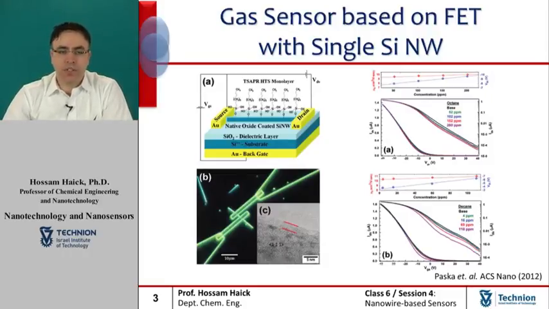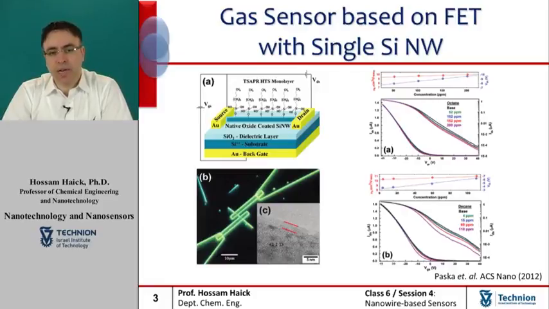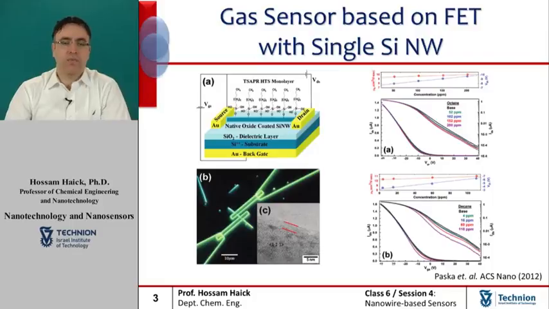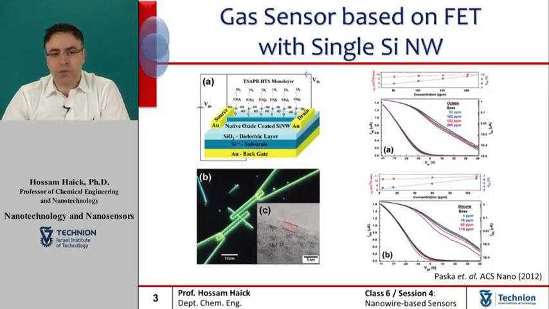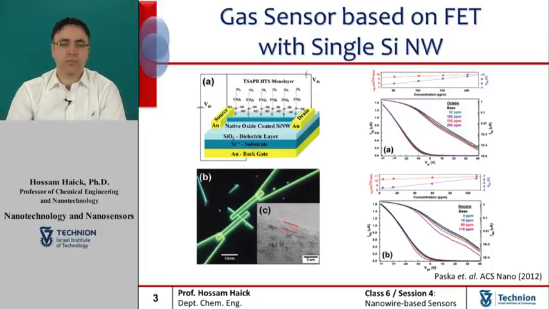Furthermore, the threshold voltage, abbreviated as VTH, and the Hall mobility, which are extracted from the extrapolation of the linear part of the source drain current versus backgate voltage curves, both linearly increase with the volatile organic compound concentrations in this case.